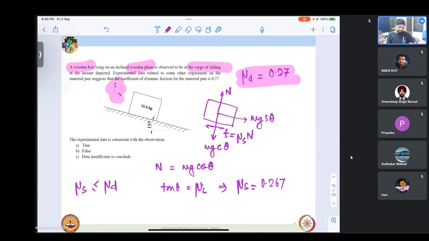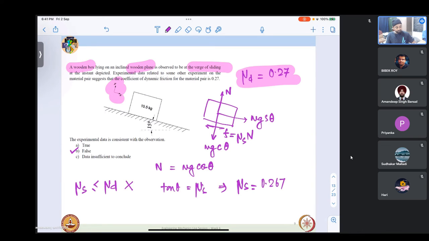What it says is that for any material pair, the coefficient of static friction is invariably greater than the dynamic friction. So, which is why this conclusion is not consistent with our observations. So, the answer is false. It is not that we don't have sufficient data to conclude, because we have our background of understanding that static frictional force is invariably greater than dynamic frictional force.